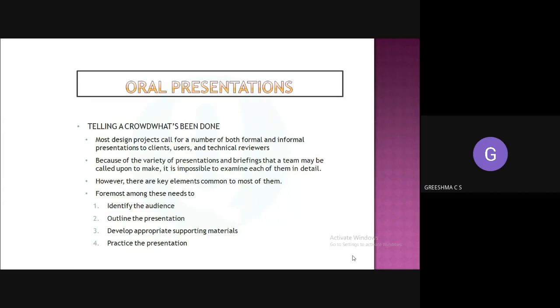Okay. So mainly this is having 4 key stages. First one is identify the audience, outline the presentations, develop the appropriate supporting materials, and practice the presentation.